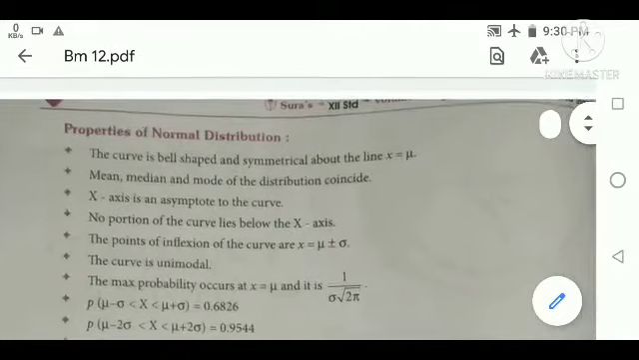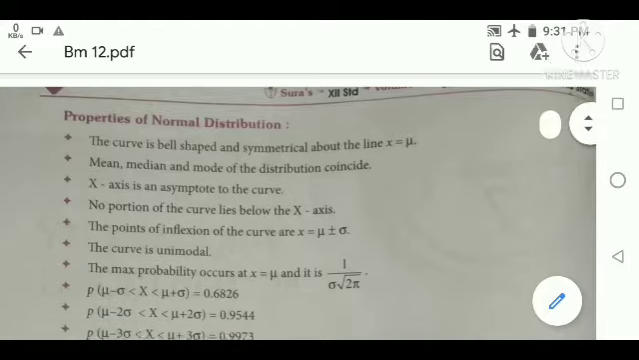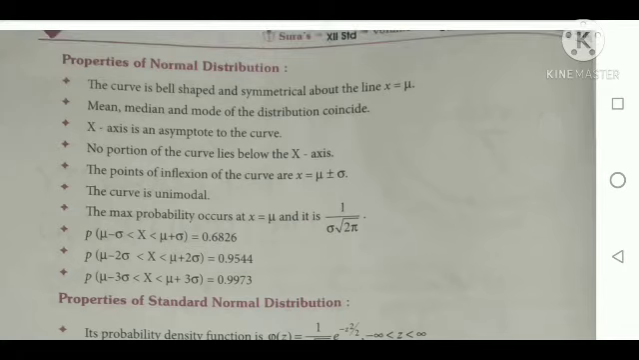Before going to do the sums, we should know the meaning of normal distribution as well as the properties of normal distributions. The curve is bell shaped and symmetrical about the line x equal to mu. In a normal distribution, the mean, median and mode all coincide with one another. The x-axis is the asymptote to the curve. No portion of the curve lies below the x-axis. The points of inflection of the curve are x equal to mu plus or minus sigma.